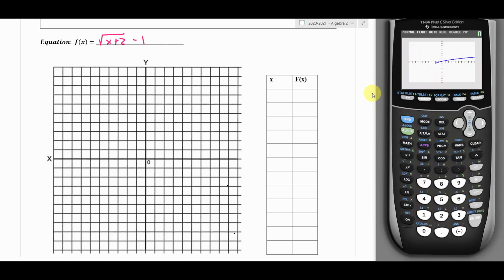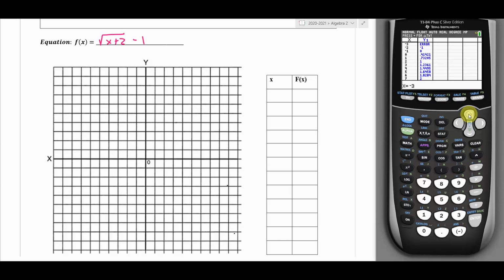Okay. Now for me to get a graph over here on my paper, I'm going to start with the table. So I want to go and get some values from my table to write down. And so if I hit second graph, you'll notice table's in blue. So I hit the blue button and then graph. And then I get a table of values already generated for me.